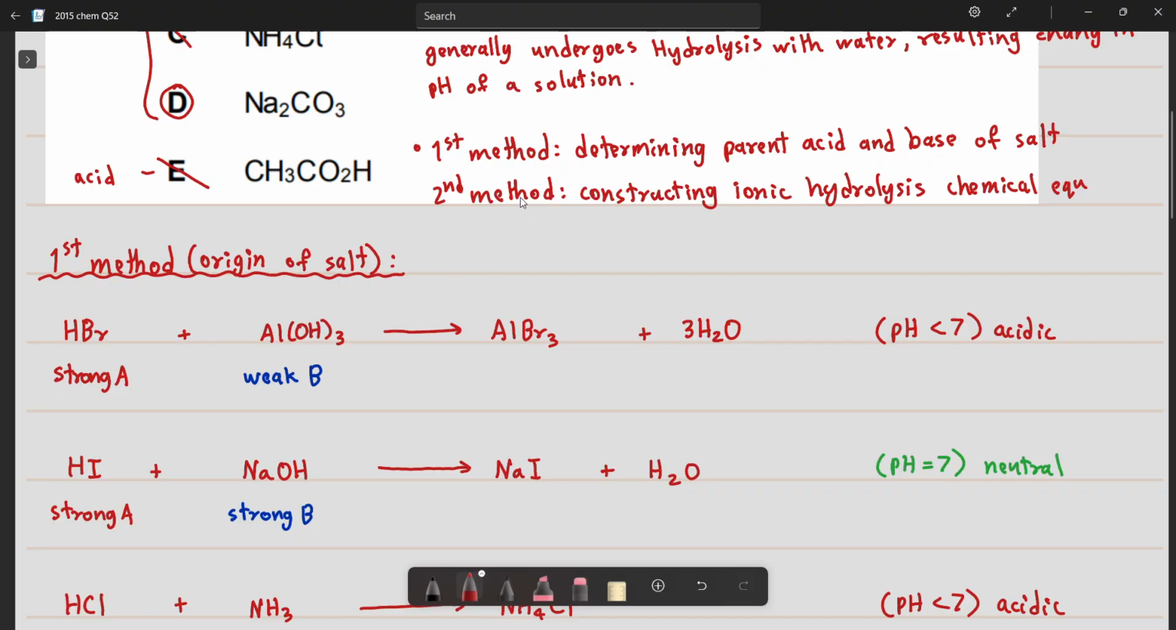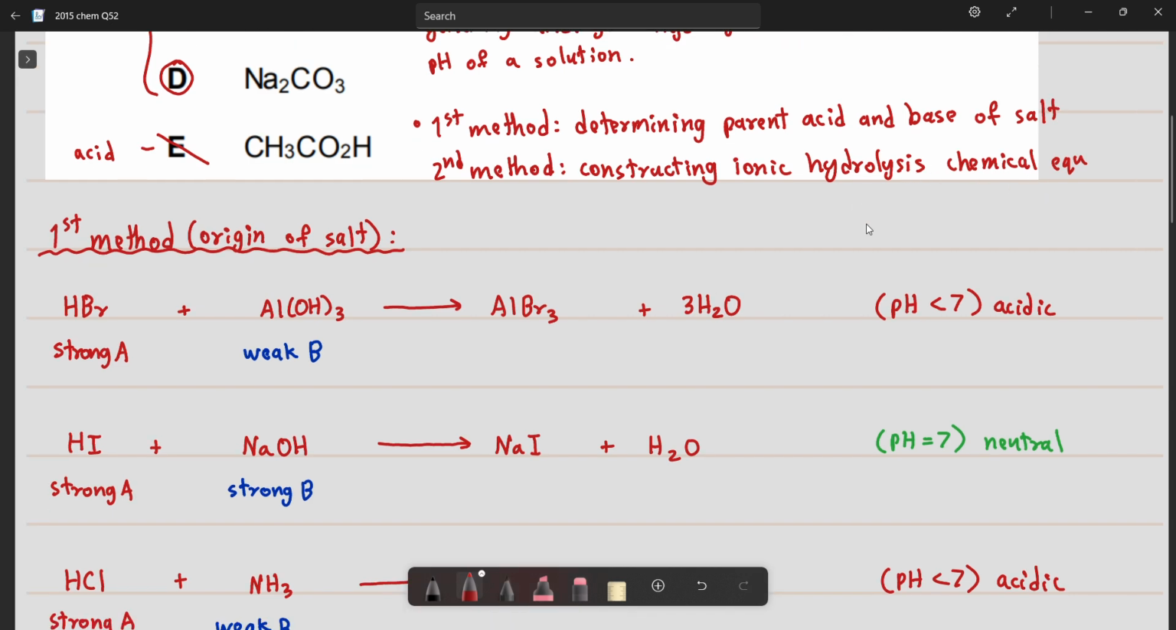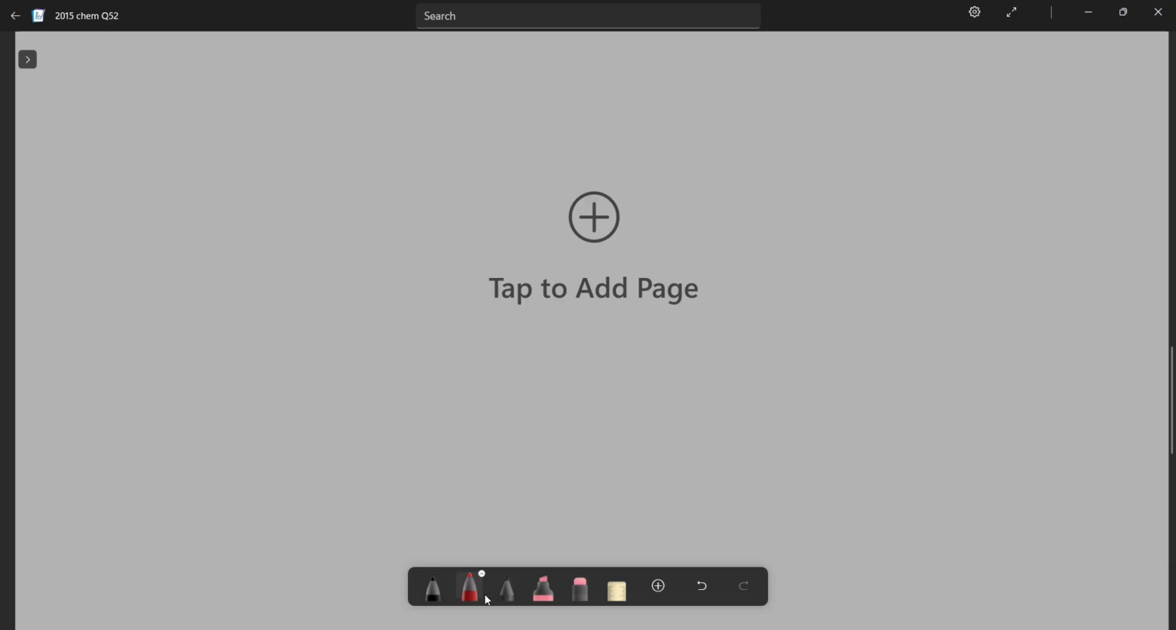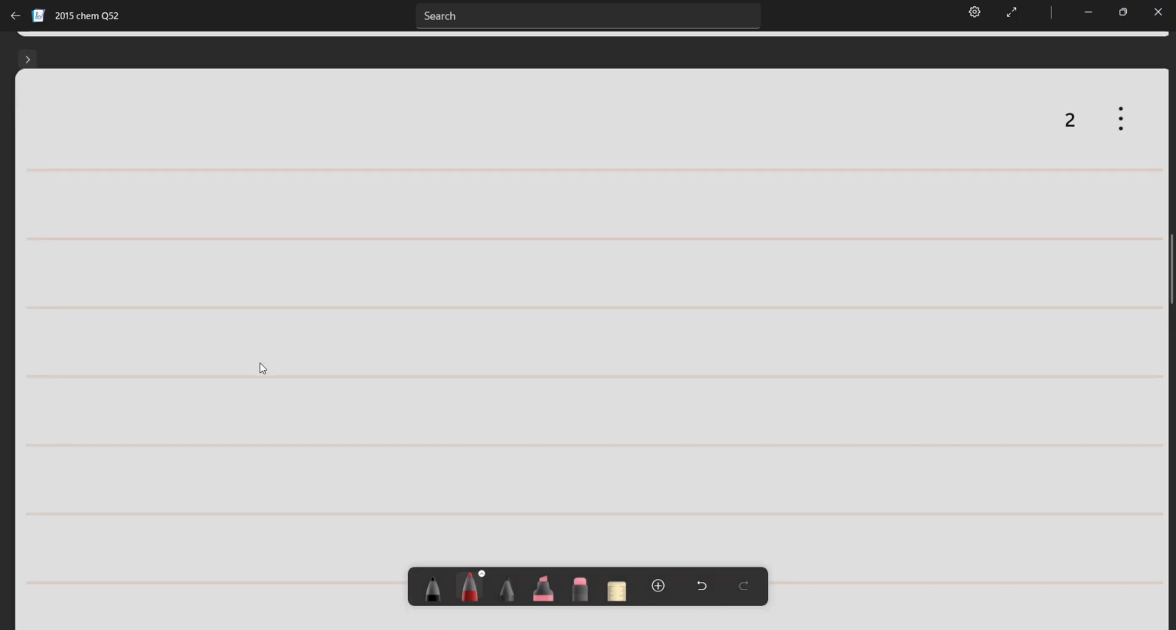Now I'm going to explain the second method, which is constructing ionic hydrolysis, the chemical equation for it. Okay, so now moving to the second method. The second method that I'm going to be explaining is the ionic hydrolysis equation, the chemical equation.